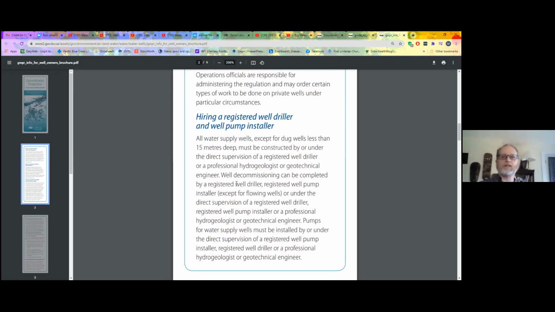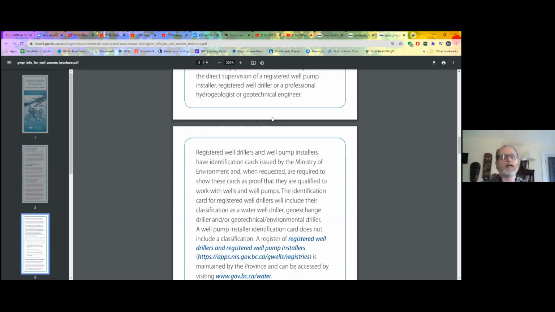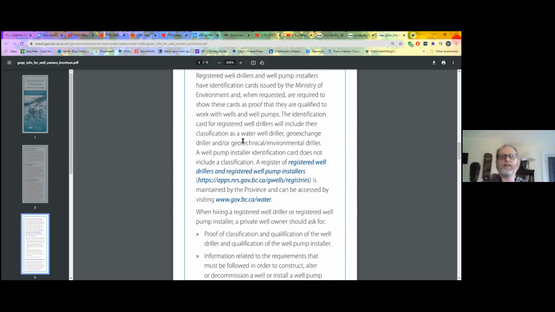So as this document says, a well less than 15 meters deep is exempted, but otherwise the direct supervision of a registered well driller and or a professional hydrologist or geotechnical engineer. In other words, a qualified professional that will ensure that the work is done properly. And then that pumps are installed under the direct supervision of a professional. And so it goes on basically to say that here's some extra resources.